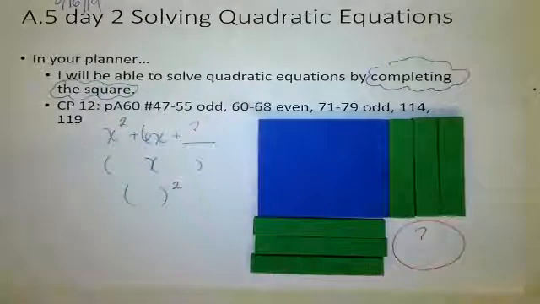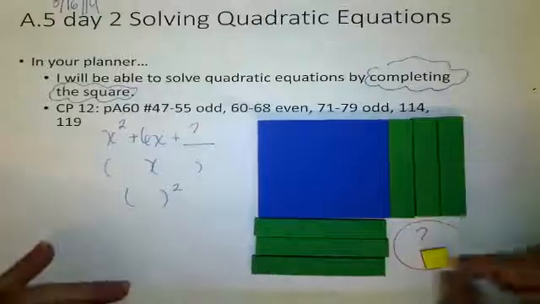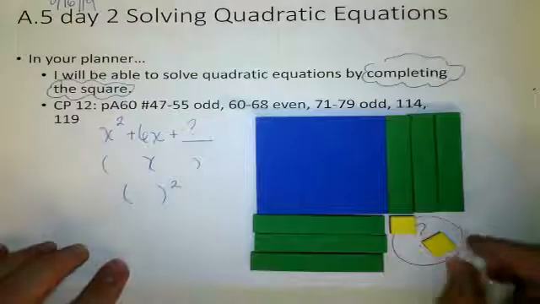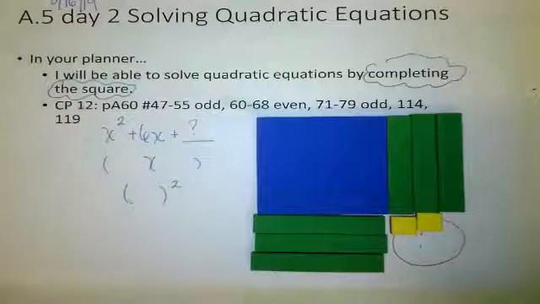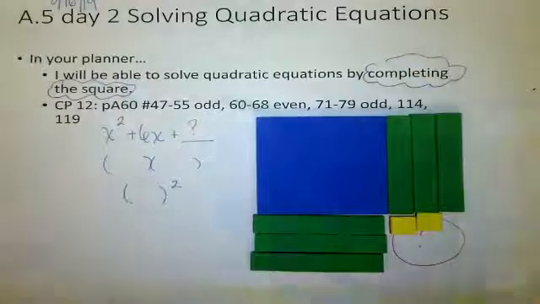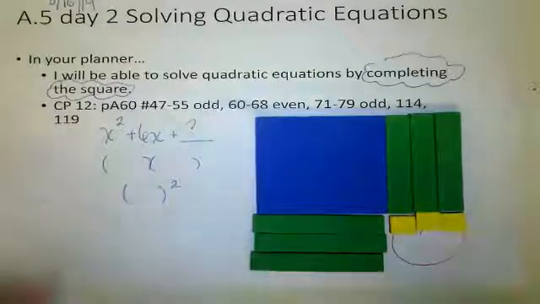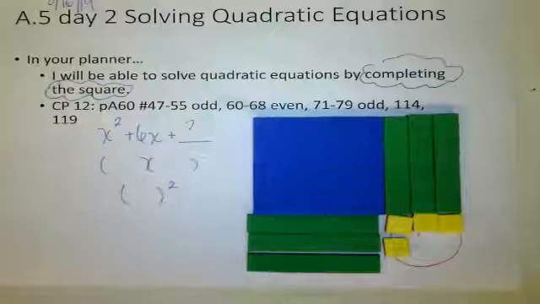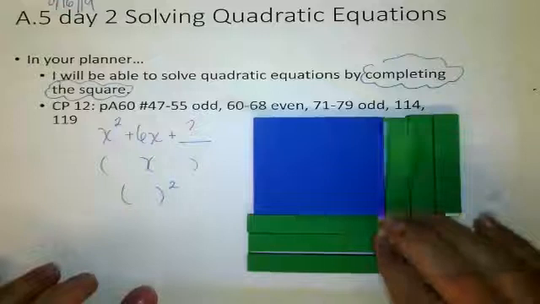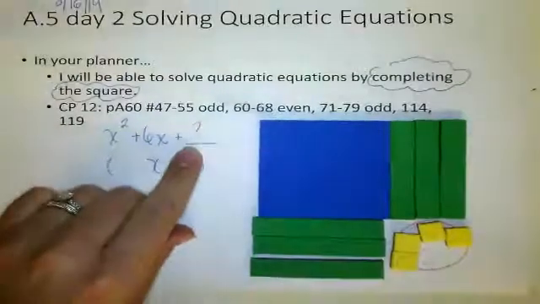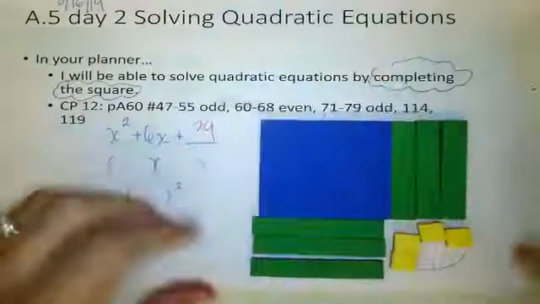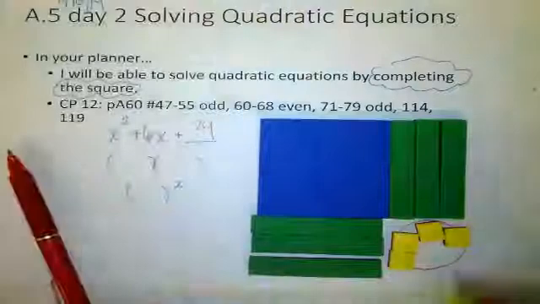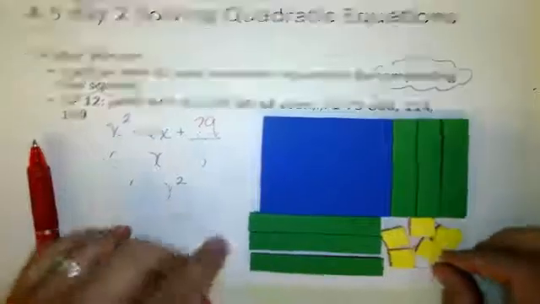9, right? Look, what are these? Ones. They're ones. How many little ones fit there? 9 of them. So when we're completing this square, we are literally figuring out what do we need to add in so that we get this completed square.